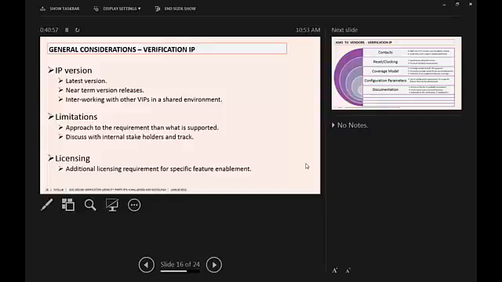The third is the licensing. When you buy a VIP, it comes with a single license, but some features might need to be enabled separately. For example, a shadow memory in the VIP may need an additional licensing requirement. Our test plan would have planned something based upon the shadow memory, especially for preloading that memory. But only at a later stage will we come to know it needs some additional cost.